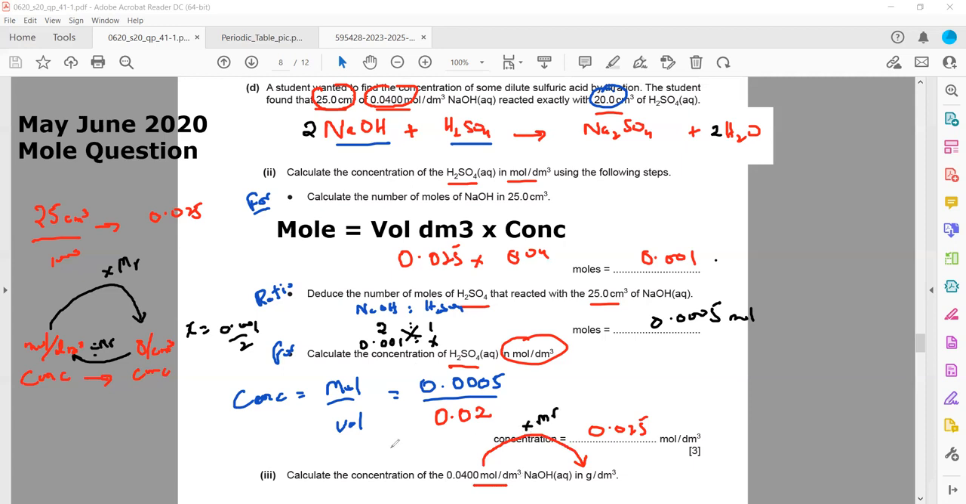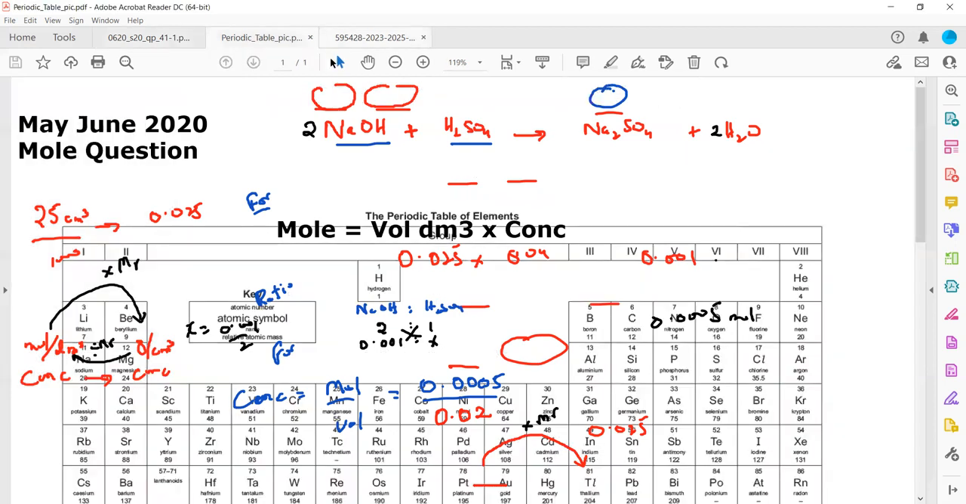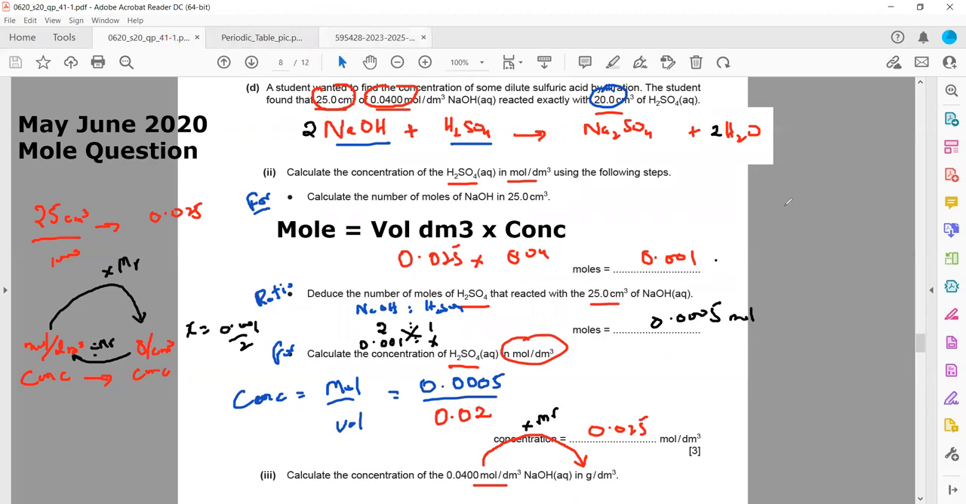And how do we work out the molar mass? For this, you have to use a periodic table. Molar mass of sodium hydroxide. We have sodium here, which is 23. Hydrogen is 1 there, and oxygen is 16. So the molar mass of sodium hydroxide, NaOH: sodium is 23, oxygen 16, hydrogen 1. That is 40 when you sum. So we have to multiply this by 40. So 0.04 multiplied by 40 will give us 1.6 gram per decimeter cube.